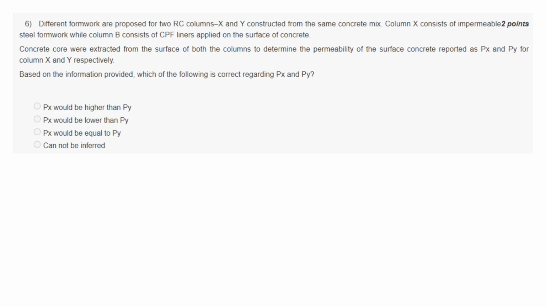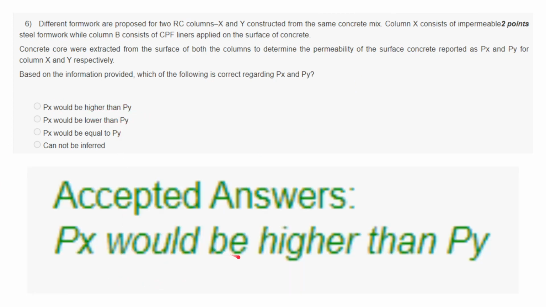Okay, so because it is impermeable formwork, Px value will be higher. And Py will be less because it will be having reduced water cement ratio, so very little porosity, so less permeability. So Px would be higher than Py. So first option would be correct. So as you can see, Px would be higher than Py.